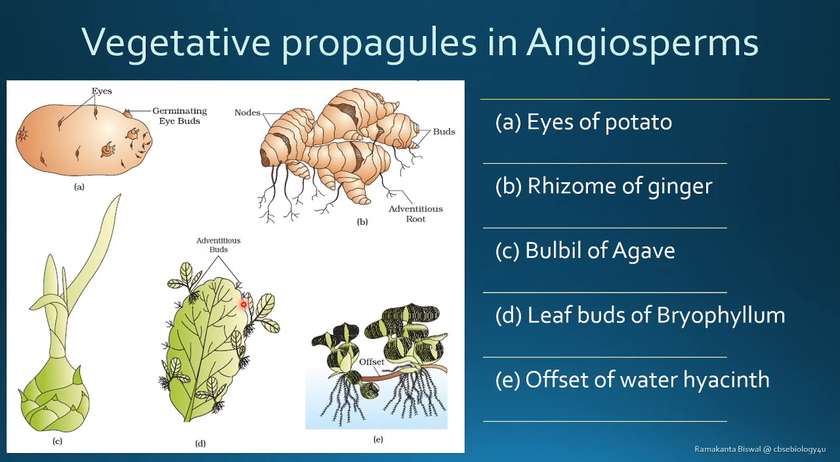And here you have the Bryophyllum. We know that the leaf margins have the ability to regrow into the entire plant. They have adventitious buds at the margins. And the last one here is the offsets. These are the connecting structures. These are called the offsets that we typically see in the case of water hyacinth.